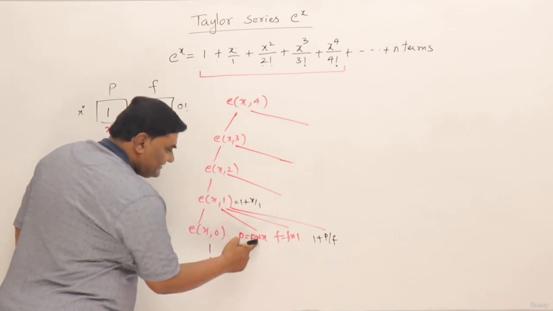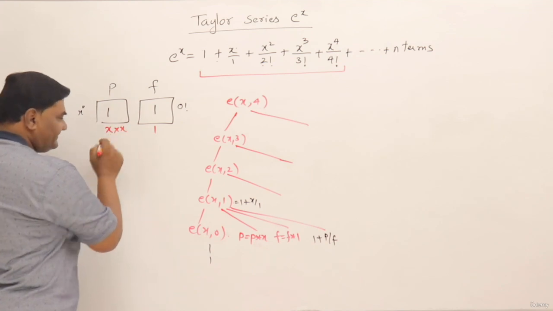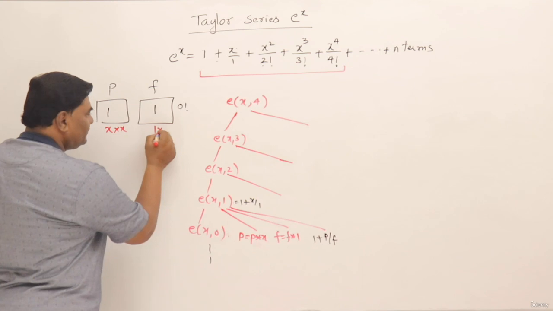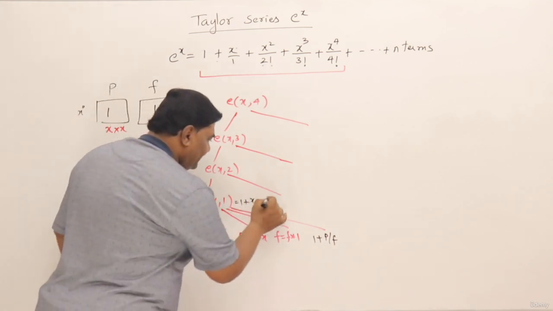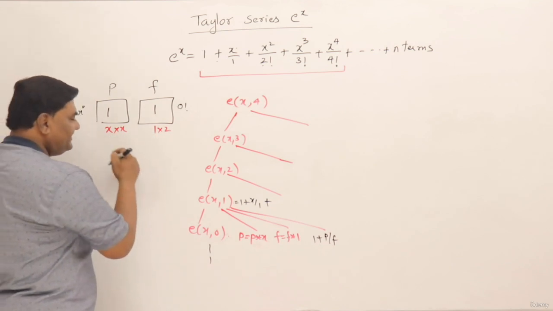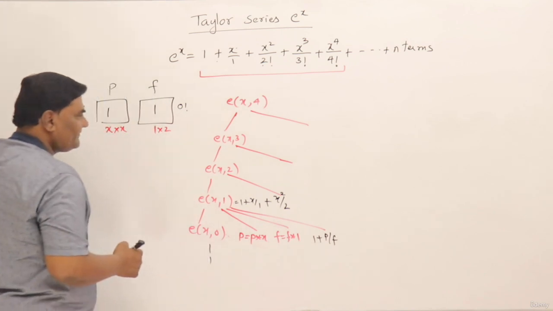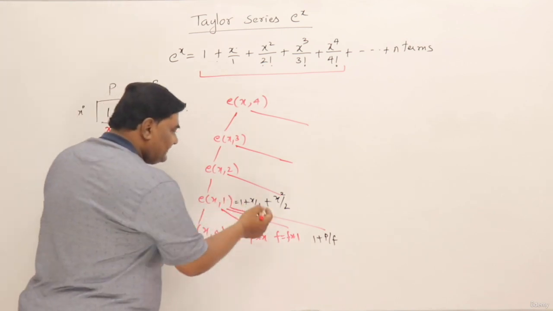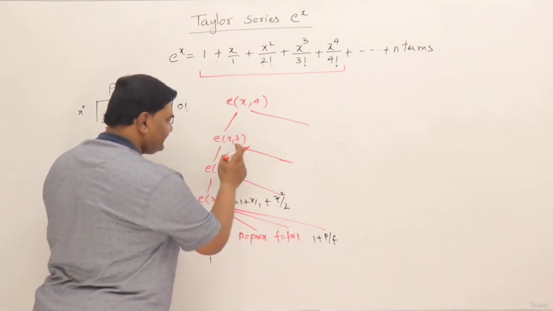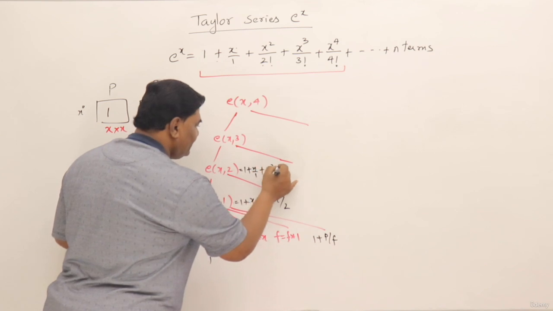Now in this call also it has to perform this. So p becomes x into x, that is x square, and f becomes 2 into 1, so this is 2 factorial. And plus, now in this result it is added. So what is added? P by f. So p is x square and f is 2. Then the result of this function is returned. So this becomes 1 plus x by 1 plus x square by 2.